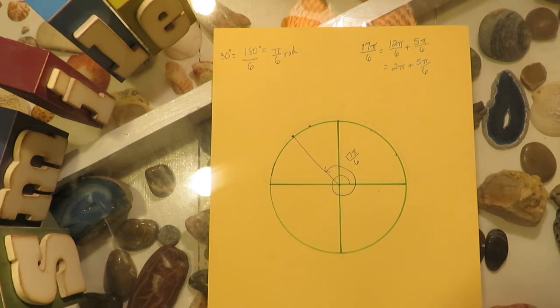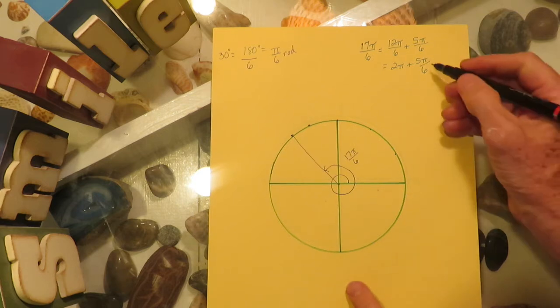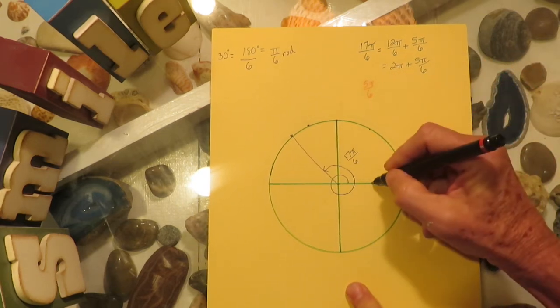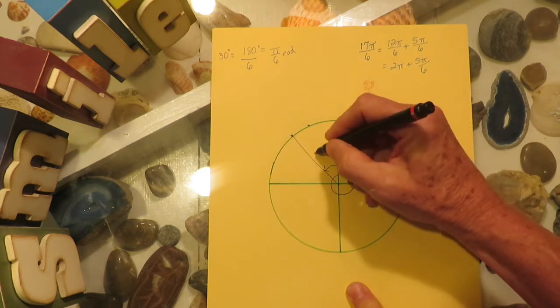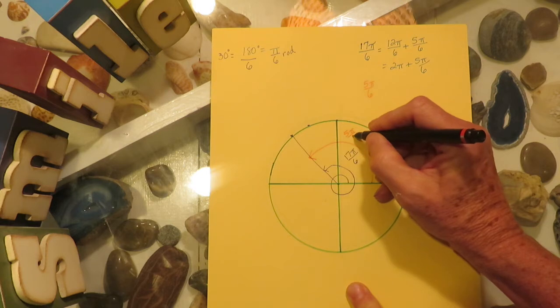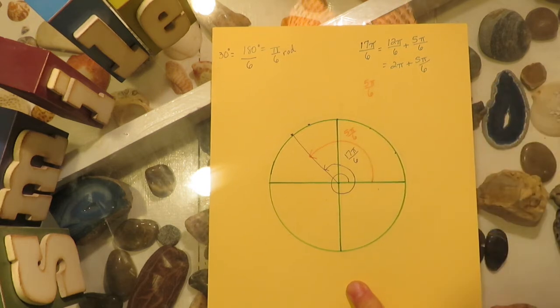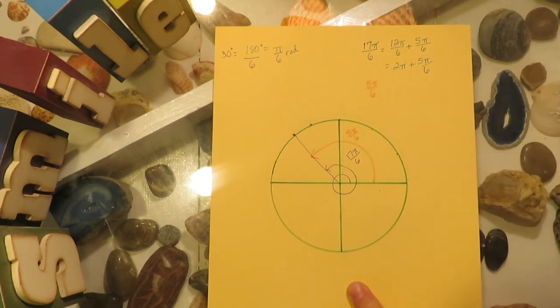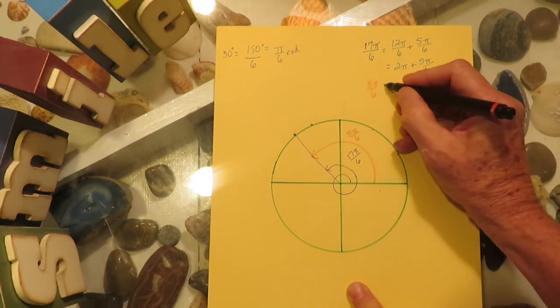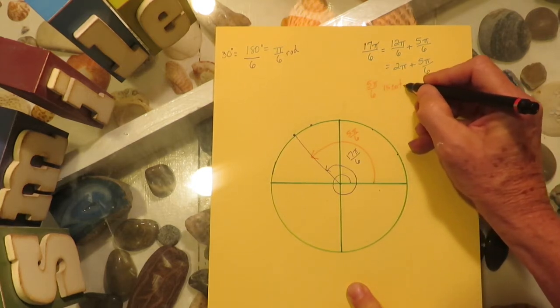Now, in terms of coterminal angles, well, 5 pi over 6 is coterminal. 5 pi over 6, if I rotate from the positive x-axis to that line, I will have gone the additional 5 pi over 6 from the full rotation that I did. So 5 pi over 6 is coterminal.